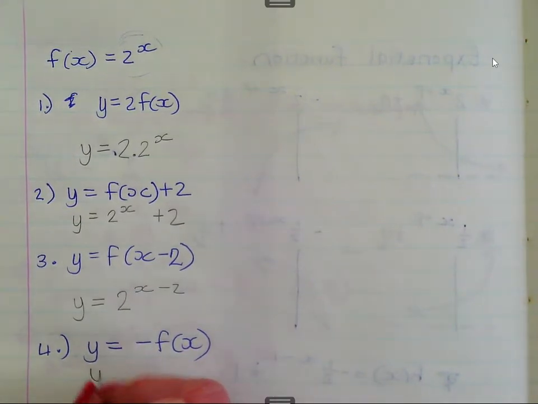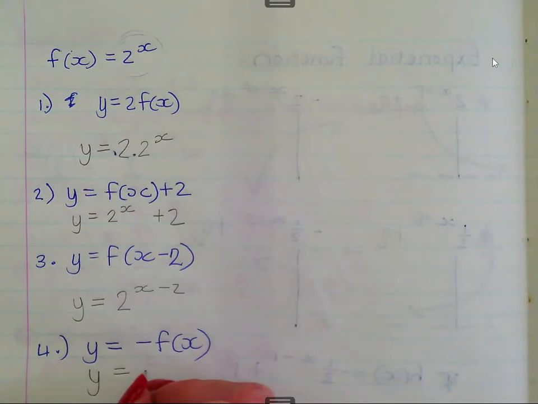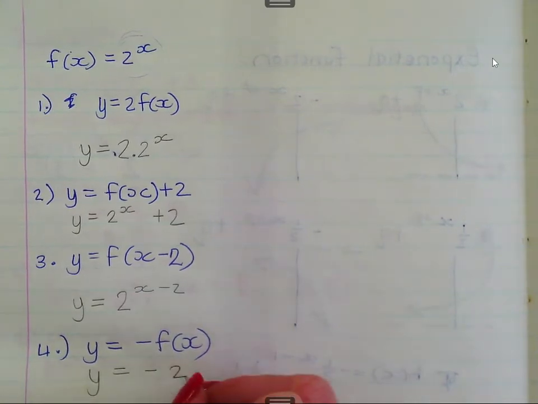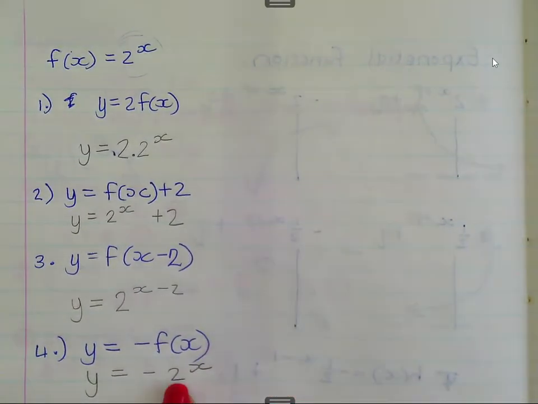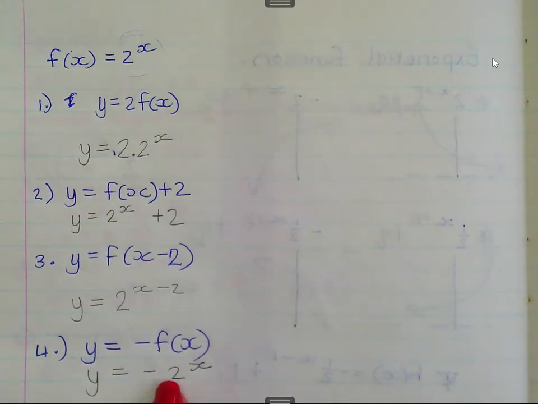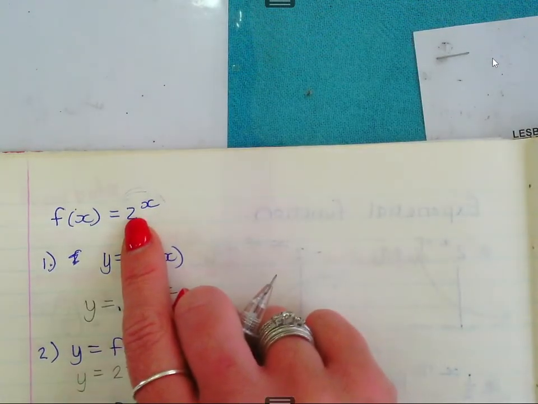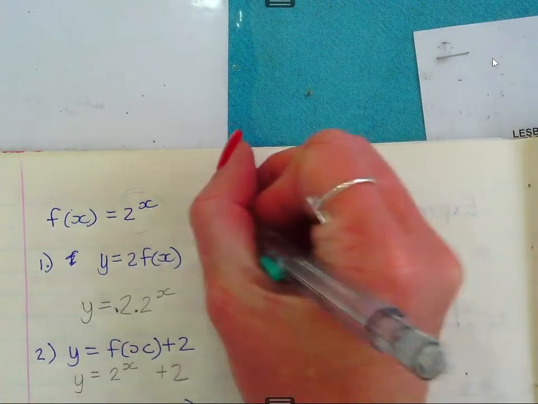So it will be y equal to negative 2 to the power of x. Do you agree with me? This is not negative 2 to the power of x. This is negative 1 times 2 to the power of x. So the original graph, the f of x, looks something like this, okay?